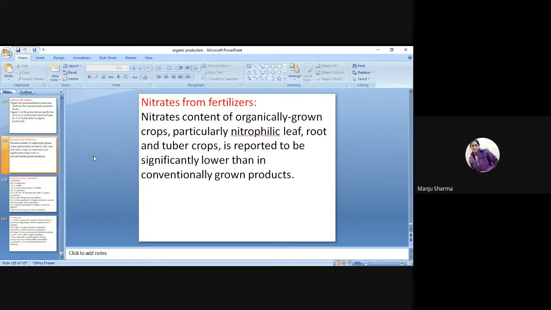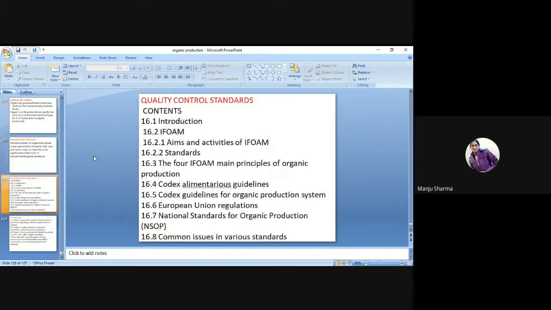After that, quality control standards, in which what are their contents, what is the introduction, IFOAM, aims and activities of IFOAM, their standards. So the four IFOAM main principles of organic production, Codex Alimentarius Guidelines, Codex Guidelines for Organic Production System.